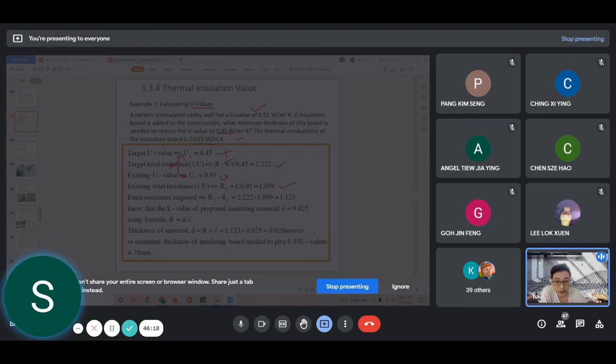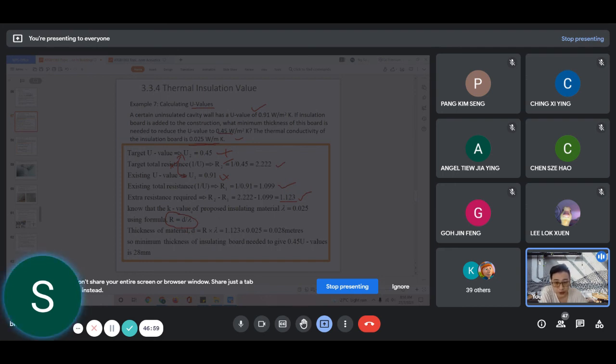So we will have to convert this into resistance first. Then once we get the value for the uninsulated and insulated U value of the resistance, then we can minus them off and we find out that the additional resistance required is this value. So with this value, given that we know the thermal conductivity of this spot, and because in this formula there's no D, we want to make use of this formula, which is the resistance of the material.